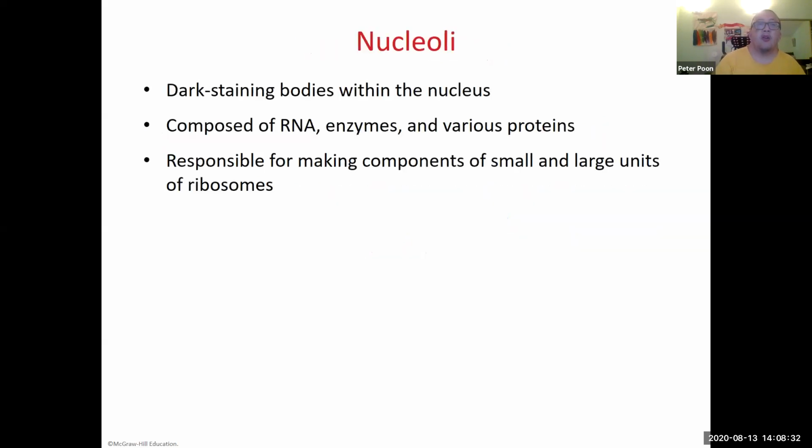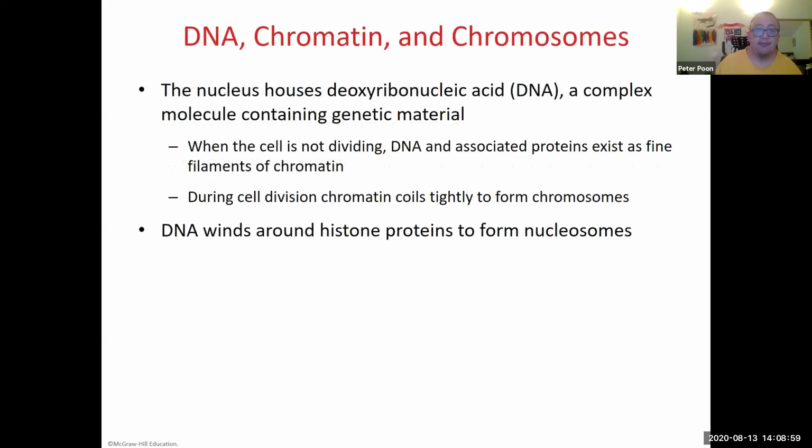Nucleoli are the darker staining bodies within the nucleus. They're composed of a lot of RNA, enzymes, and various proteins. What's happening in the nucleoli? Nucleoli literally means little nucleus. It's making ribosomes. That is the primary location for making ribosomes and ribosomal proteins.